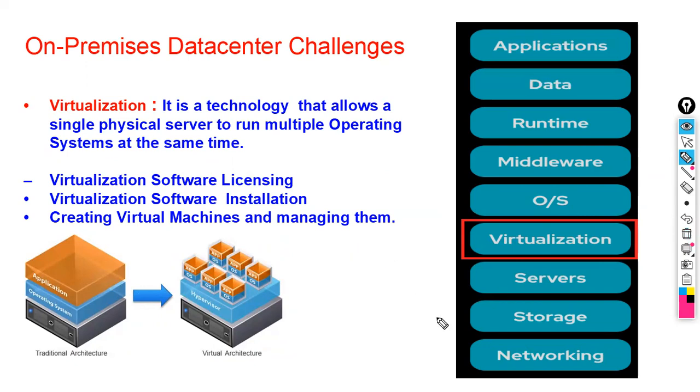So with virtualization, what will you do? You will purchase only one physical server. If you see, we have purchased only one physical server, then we have installed the virtualization software. And on this one physical server, you can run 10 applications. You will install 10 operating systems simultaneously. These operating systems will work simultaneously and you will install the applications.